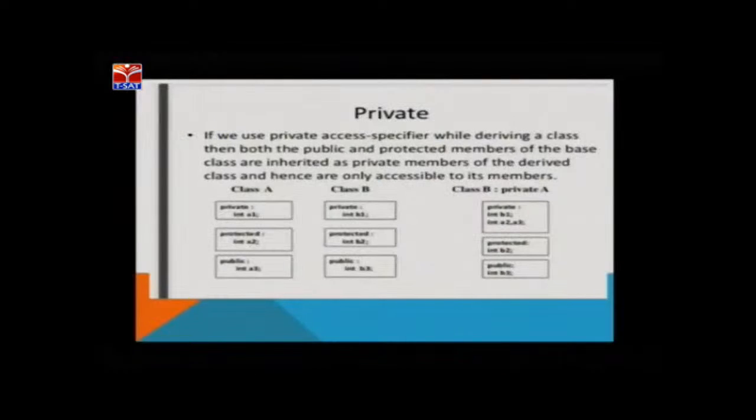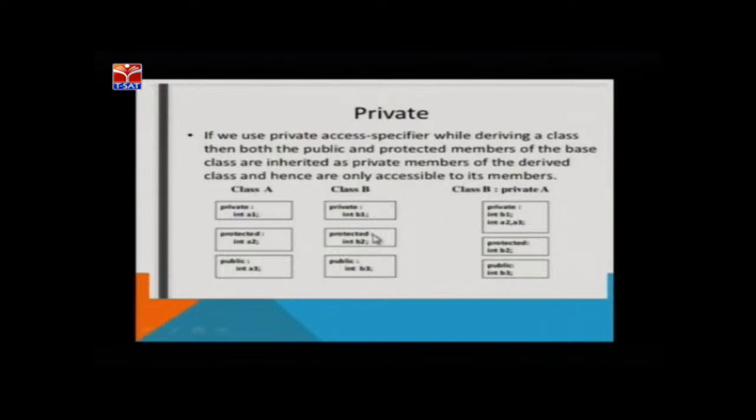So friends, if I take the access specifier as private, then the base class is inherited privately. Then the private members of the base class will not become members of the derived class, and the protected members and public members of the base class are handled as follows. So here I have taken the same two classes, class A and class B, with the same data members in both classes.